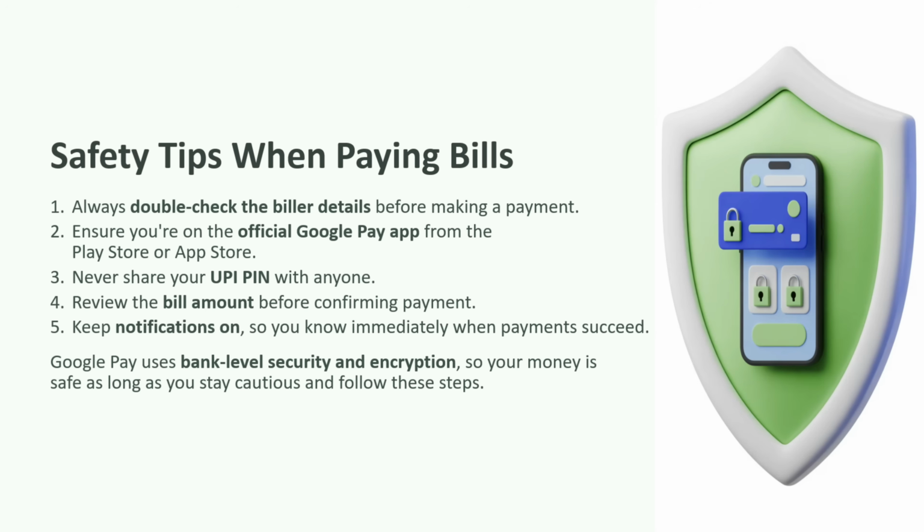Now we will see what are the safety tips you have to follow when paying bills. First, always double check the biller details before making payment. You have to ensure you are on the official Google Pay app from the Play Store or App Store. You should not share your UPI PIN with anyone. You have to review the bill amount before confirming the payment. You have to keep notifications on so you know immediately when payments succeed. Google Pay uses bank-level security and encryption, so your money is safe as long as you stay cautious and follow these steps.